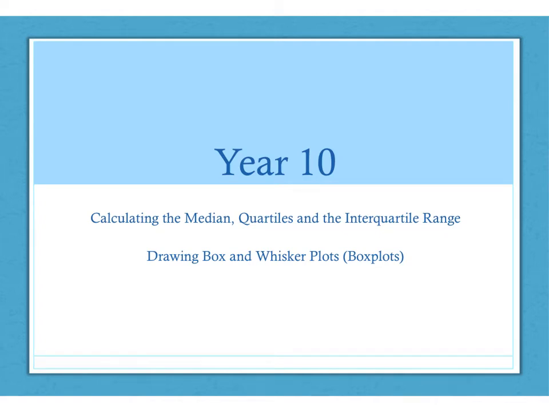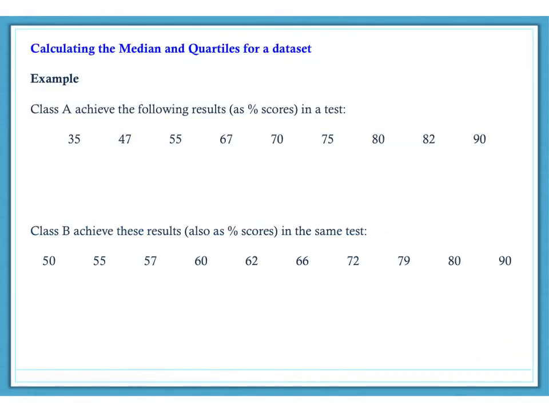Calculating the median, quartiles and the interquartile range, and drawing box and whisker plots, also called boxplots. So we're going to start off by recapping a concept with which you are familiar, calculating the median average for a dataset. We will then introduce the concept of quartiles and how we calculate these as well.